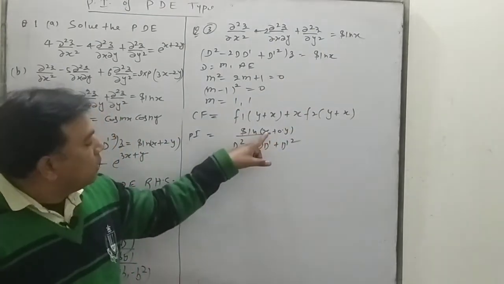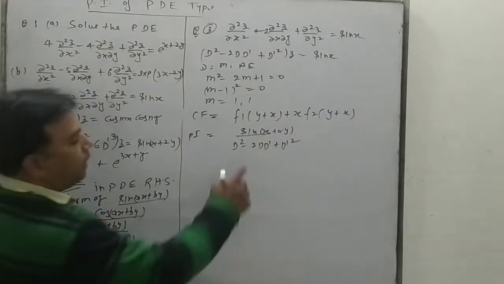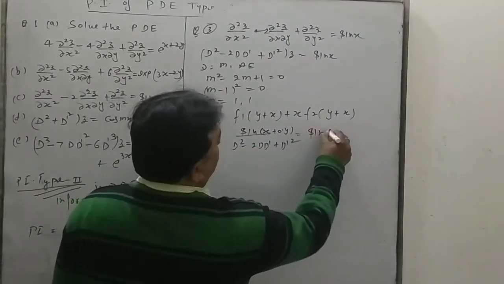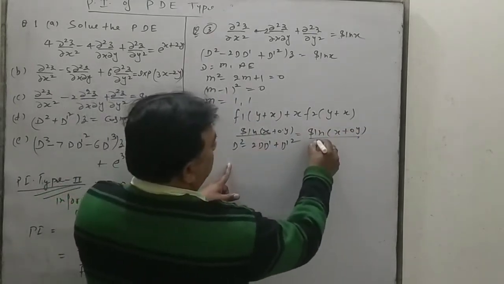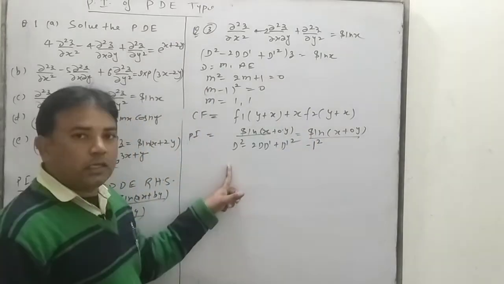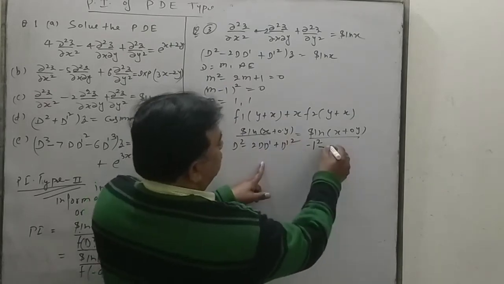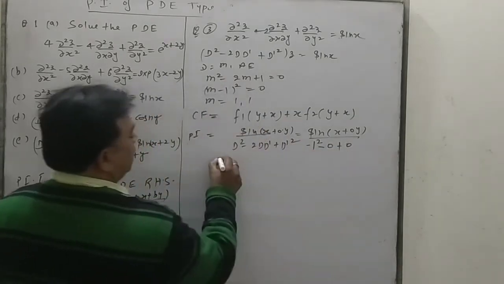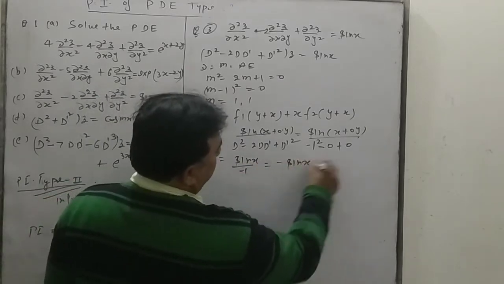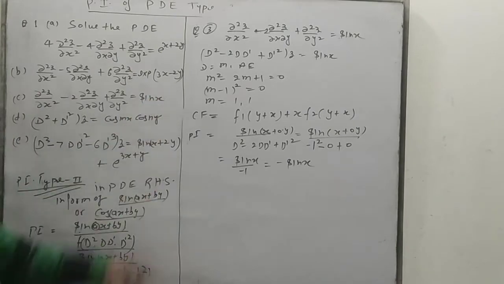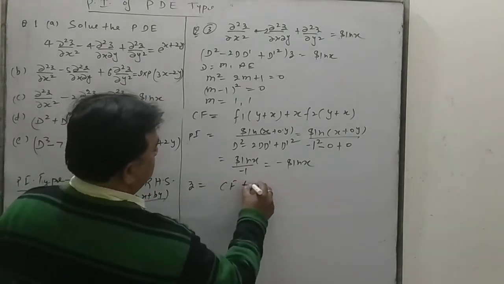You see that the coefficient of x is 1 and the coefficient of y is 0. You write sin(x + 0y) divided by the coefficient of 1 squared, that is 1², and then take the minus sign. Minus 2, but the D' value is 0, so 0 plus 0. It means sin x divided by −1, which is −sin x. This is the PI of this partial differential equation.